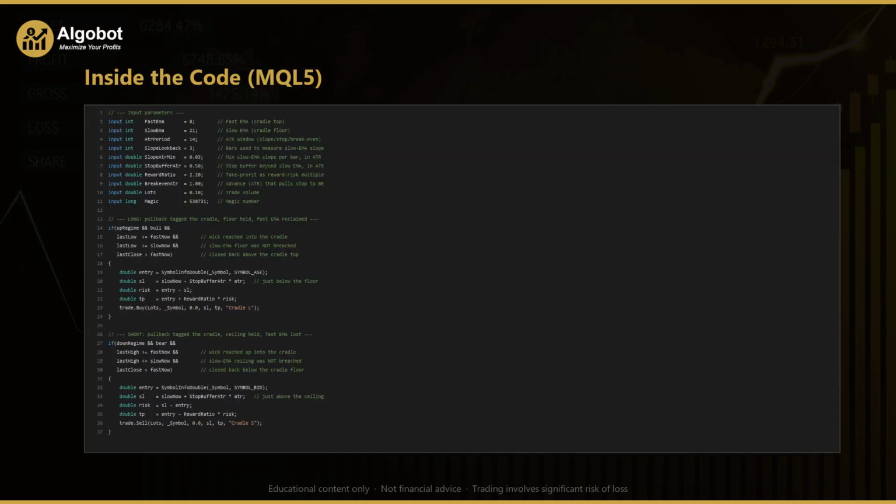Let's read through the actual MetaEditor code. At the top are the inputs you can tune: FastEma and SlowEma.